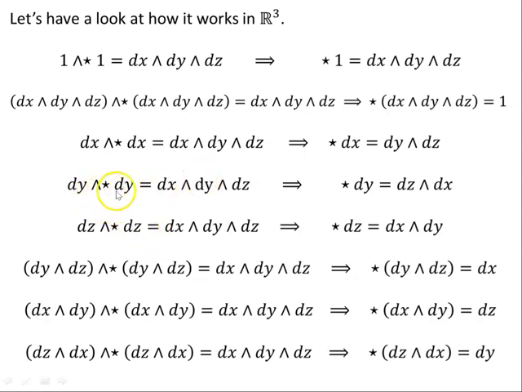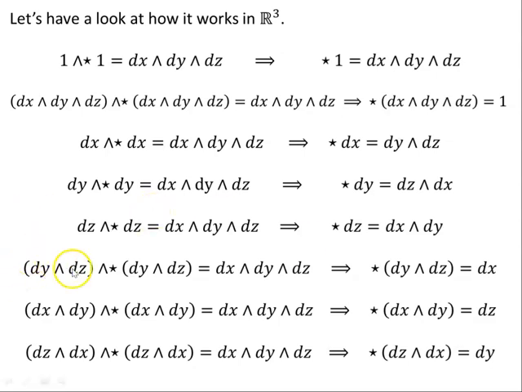dy wedge star dy is equal to the volume form, so that implies that star dy is dz wedge dx. Okay, funny order there. If you put that dz wedge dx in here, so you have dy wedge dz wedge dx, and if you move the dx 2 spaces, you'll end up with a positive coefficient in front again, and you'll have the volume form. dz wedge star dz equal to the volume form implies that star dz is equal to dx wedge dy. Simply if you put dx wedge dy in there, you'll see that that works as well. And 2 moves of the dz will give you the required volume form.